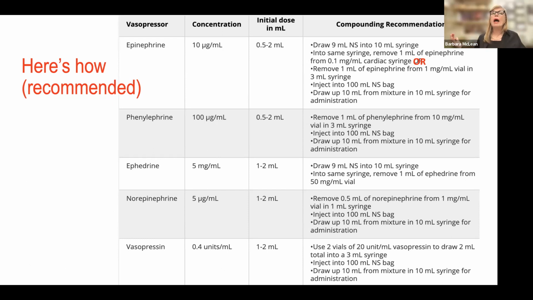Or if you have a vial that you want to pull a milliliter from, that 1 milligram per mL vial, not the 0.1, that's the cardiac, this is the anaphylactic. So 1 mL of epi from the 1 milligram per mL vial, you inject that into a 100 cc bag. Again, that's going to give you your dosing, and then you can draw from that. It's a lot of work, and it's a lot of work to make sure you've done it right.